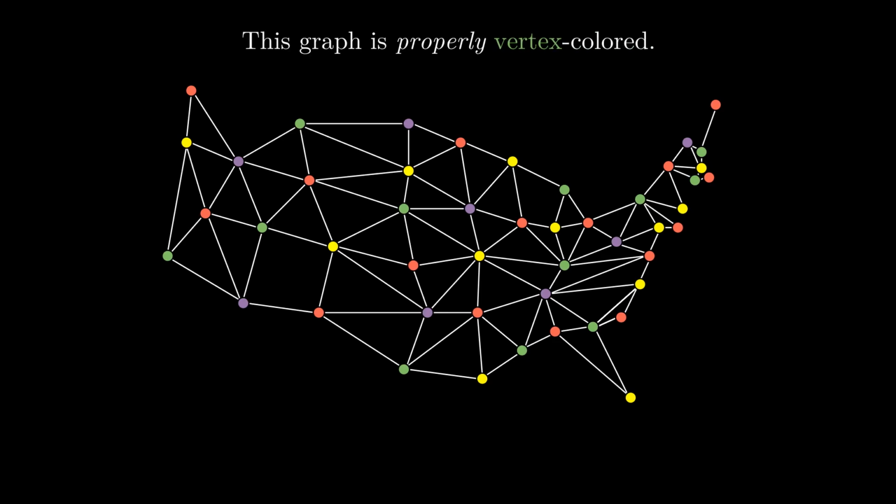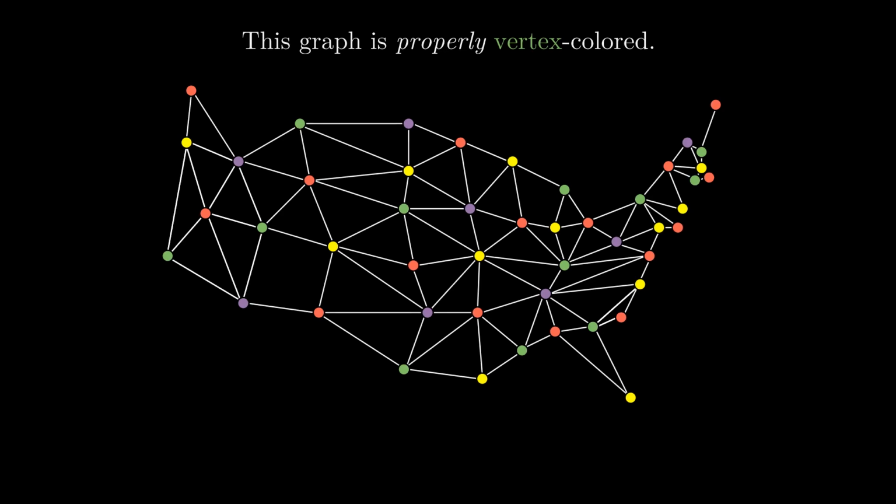Before we go further, I want to re-emphasize something I've already said, but in graph terms. This graph is properly vertex colored. Now, vertex colored is kind of self-explanatory, but what do we mean by properly? That just means that 2 vertices of the same color are not connected. Or, in other words, the opposite ends of every edge are different colors.